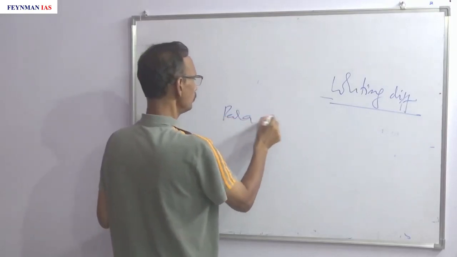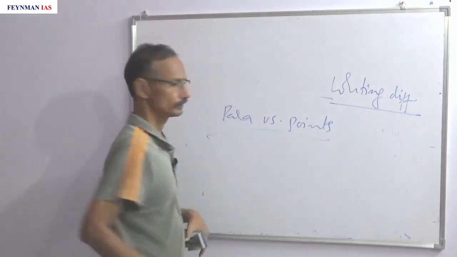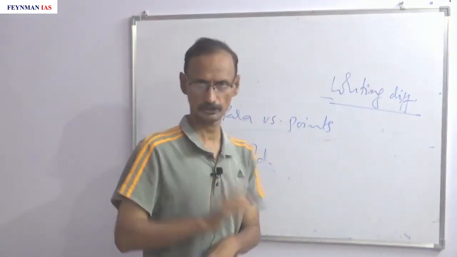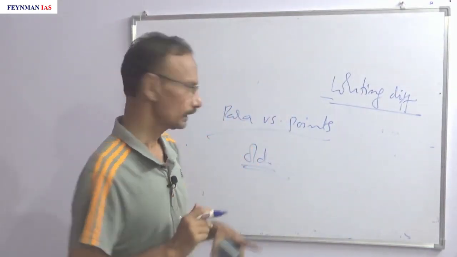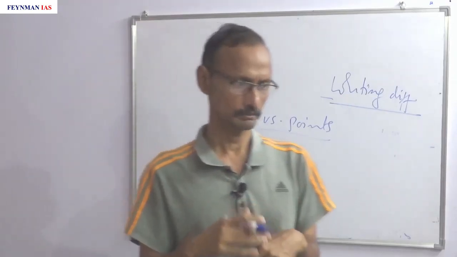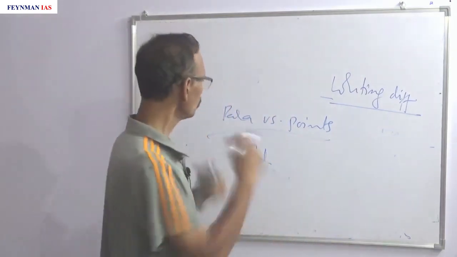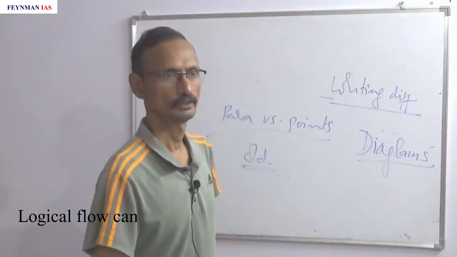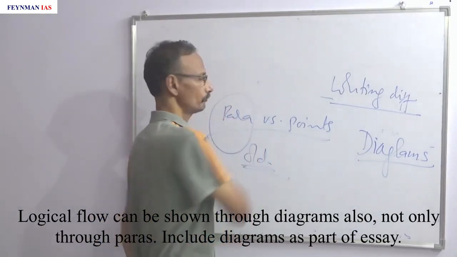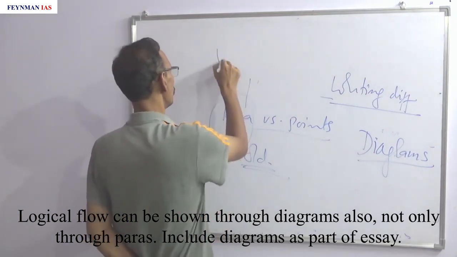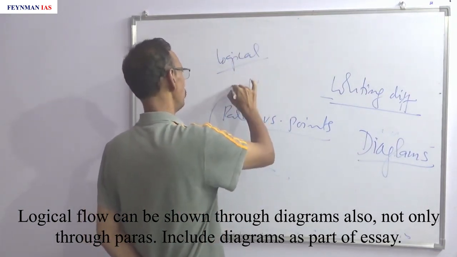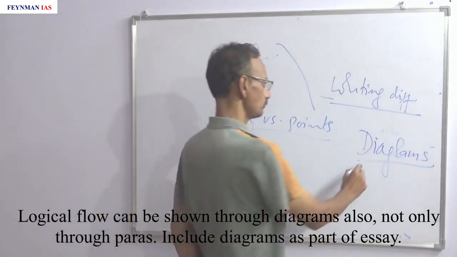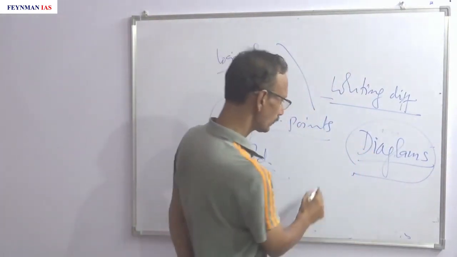Para versus points is an old debate. Civils aspirants have been debating this for many years. I would like to say para versus points now has to be determined by one more variable which came recently, diagrams. Usual argument in favor of para is that if logical flow is required, then paras make better sense and not points. The new thing that is coming from diagrams is that diagrams also can convey logical flow.